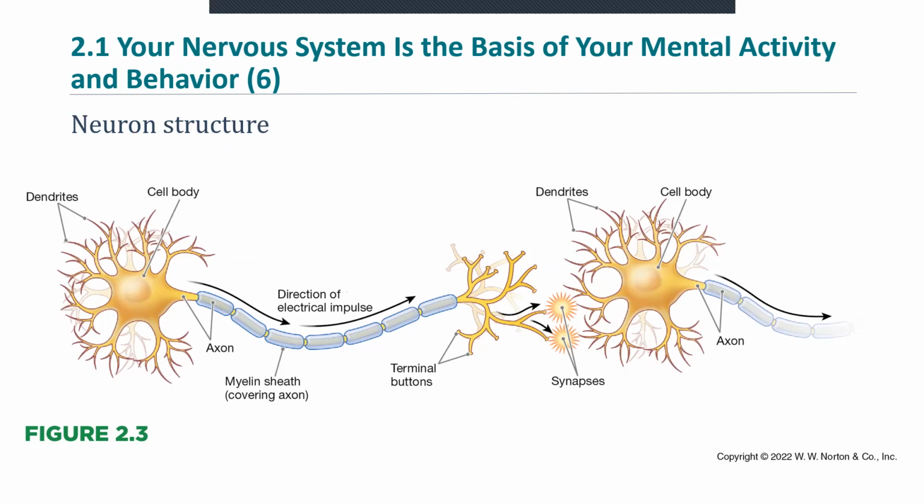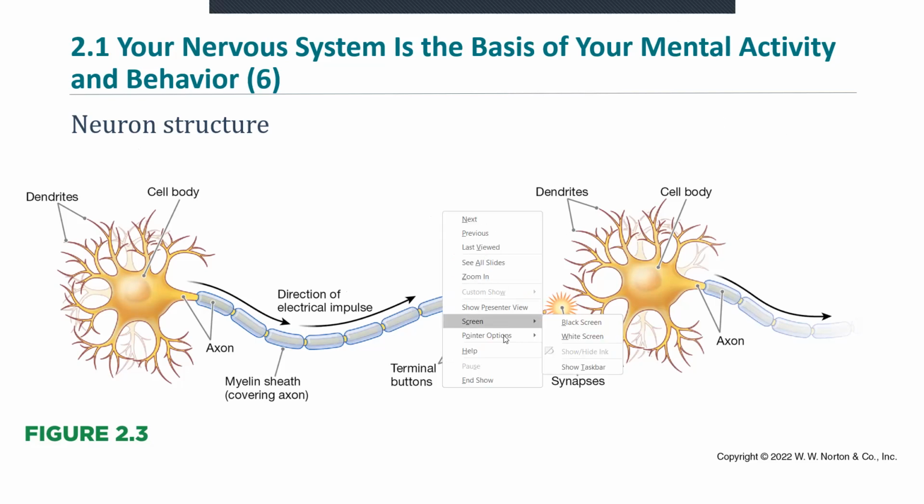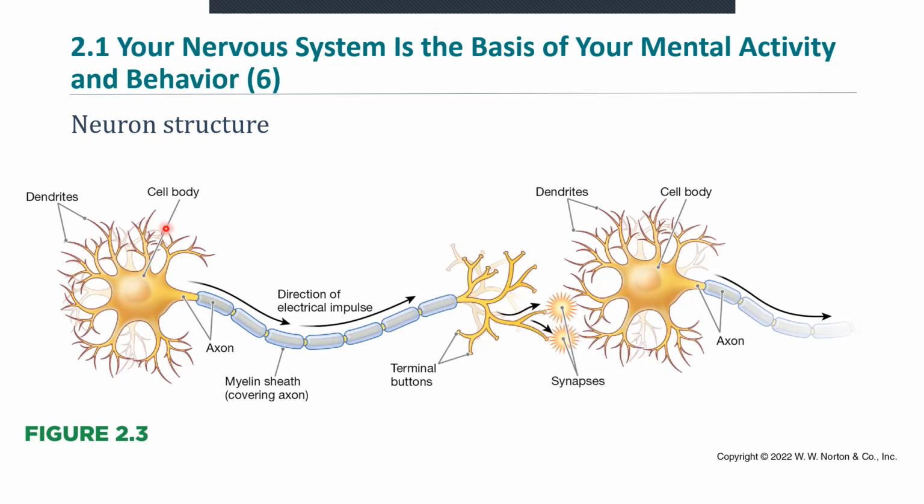Let's just get into them. So I'm going to use a pointer here. Okay, we'll use a little laser pointer. You can see the red laser pointer, hopefully. So this over here is what's called the cell body. Another word for that is the soma, S-O-M-A, and it contains a nucleus in the center. You can see the nucleus in the center of the cell body here.